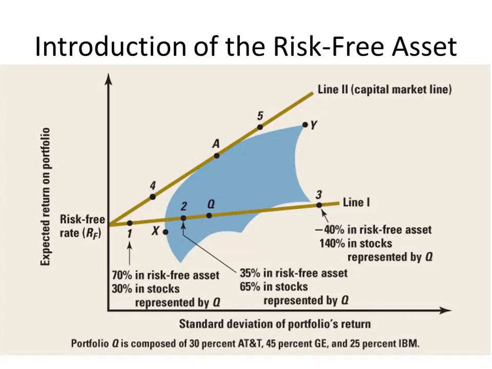Now, you may understand perfectly how we could invest between the risk-free rate and A. We could have 40% risk-free asset, 60% A, and so on. But how could we be investing out at portfolio 5? It's not between the risk-free rate and A. And the answer is borrowing.